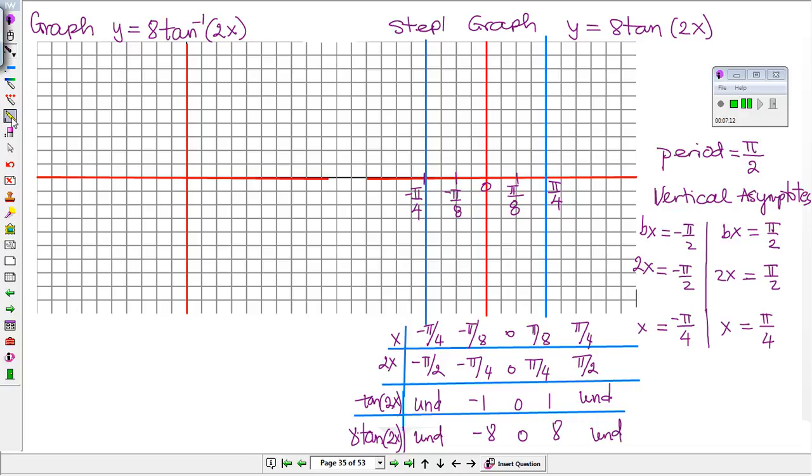Now we will plot the points. So we will plot the 3 middle points. The first point will be negative pi over 8, negative 8. We count 1, 2, 3, 4, 5, 6, 7, 8. So this is negative 8. 1, 2, 3, 4, 5, 6, 7, 8.